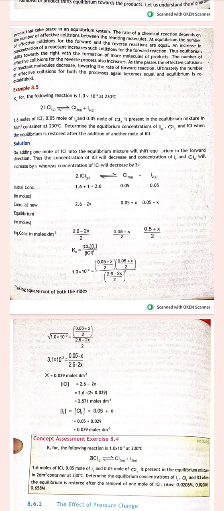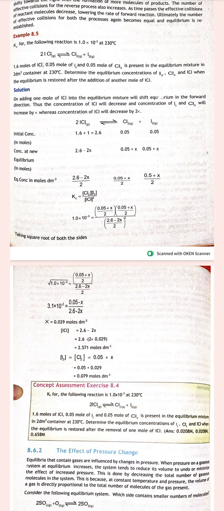The number of effective collisions for the reverse process also increases. As time passes, the effective collisions of reactant molecules decrease, lowering the rate of forward reaction. Ultimately, the number of effective collisions for both the processes again becomes equal and equilibrium is re-established.